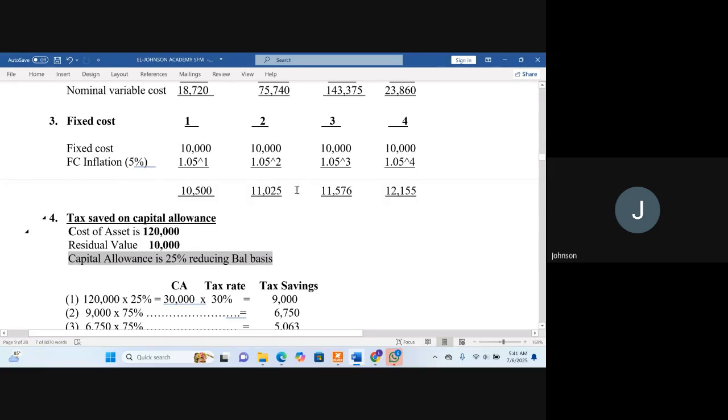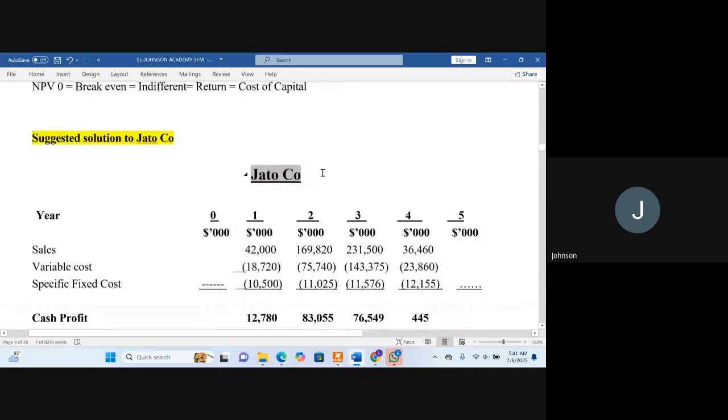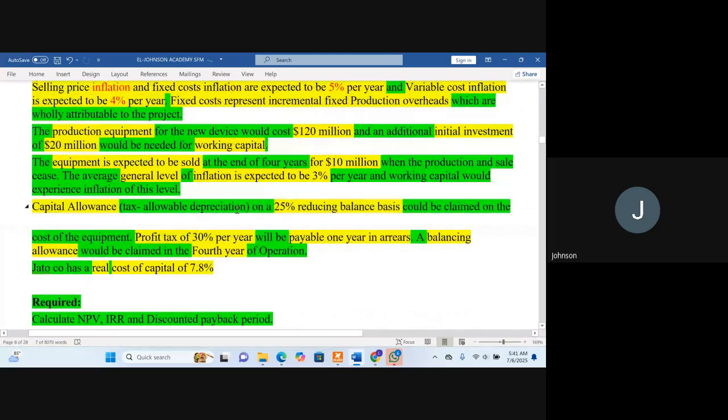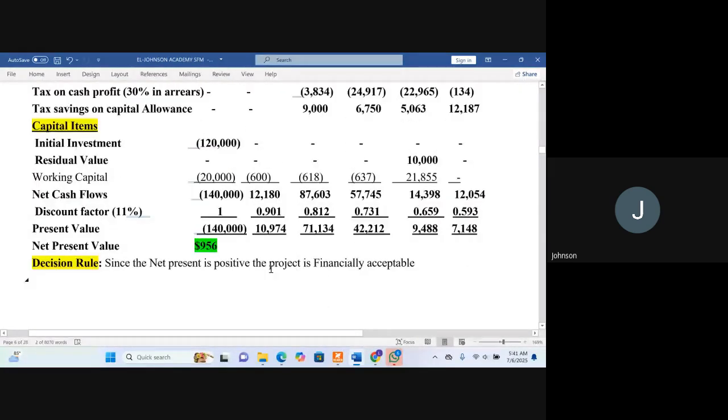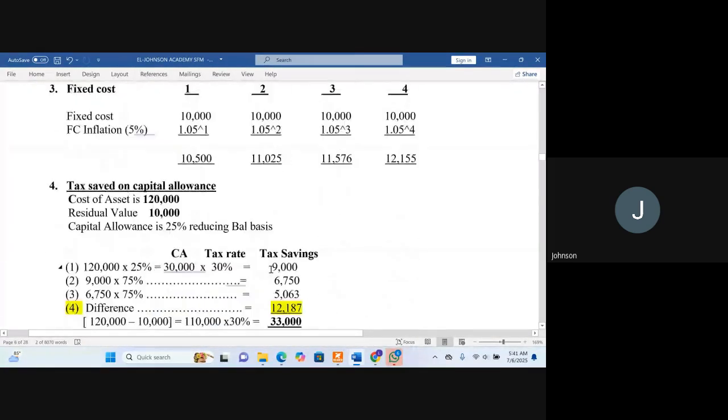Let's go and confirm this residual value. In the question, did they tell us that it's residual value? But let's check. In the question, they say the equipment is expected to be sold at the end of year four for 10 million. That means that at the end of year four, the equipment is supposed to have a residual value of 10 million. So that when we sell it, that is what we expect it should be sold for. Okay, that is our residual value. So let's now go here. Let's now check how we calculate our cash savings on capital allowance.